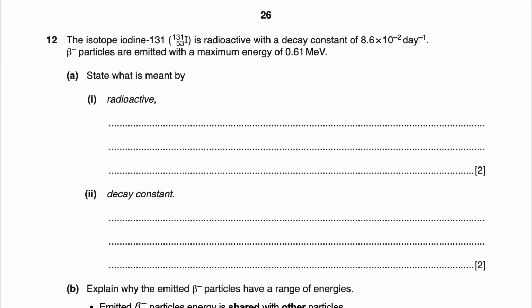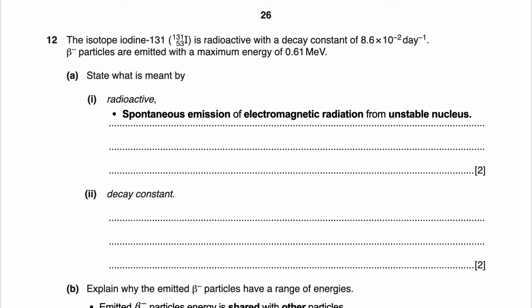The isotope of iodine, iodine-131 (¹³¹₅₃I), is radioactive with a decay constant of 8.6 × 10⁻² per day. Beta particles are emitted with a maximum energy of 0.61 MeV. State what is meant by radioactive. Radioactive means the spontaneous emission of electromagnetic radiation from an unstable nucleus. 2 points, 2 marks.